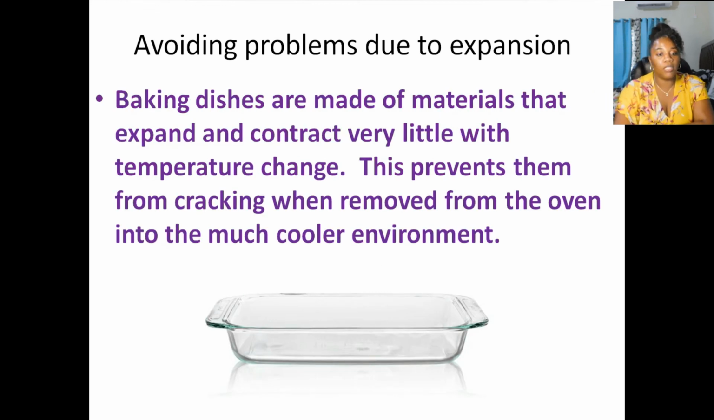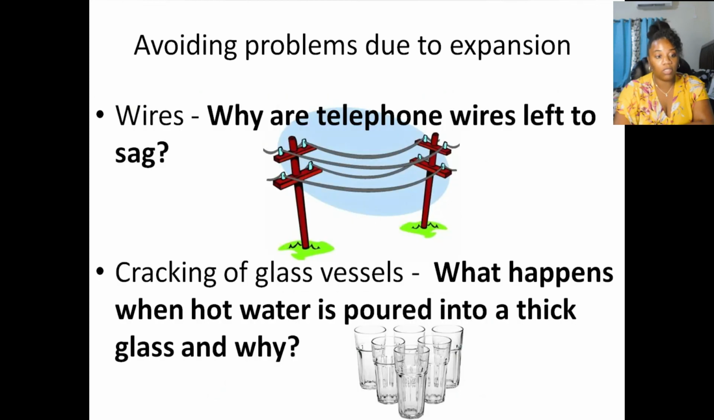Baking dishes are made of materials that expand and contract with very little temperature change. This prevents them from cracking when removed from the oven into the much cooler environment. As you can see here, I put a Pyrex dish. We all should have Pyrex dishes in our homes. Once they go into the oven, which is very hot, and are removed and put onto, let's say, a stove or some kind of grill to cool, they do not crack, and that's because of the material they're made from.